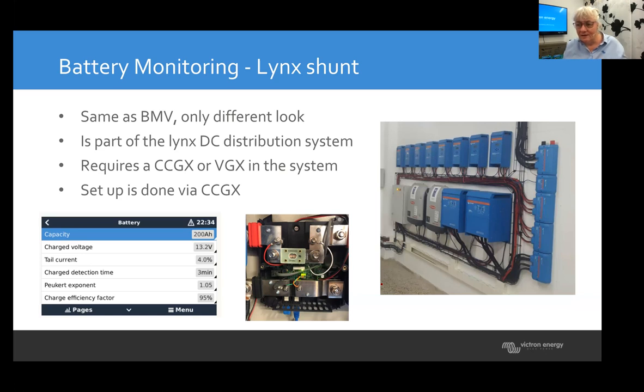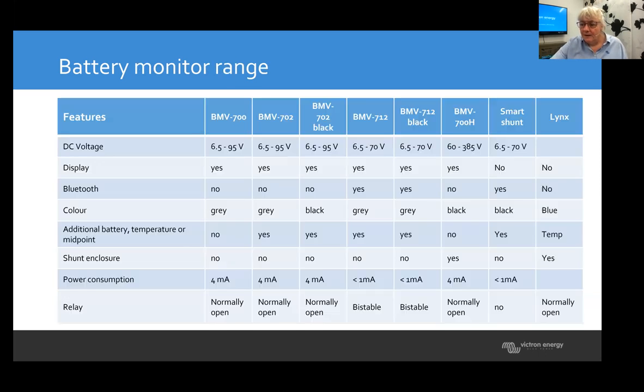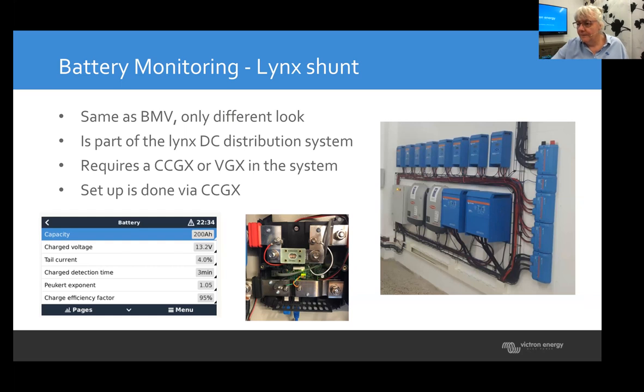There's no display, it has no Bluetooth, but the readout is a GX device. So with the Lynx Shunt, you always need to have a Color Control, a Venus, a Cerbo. You have to have a GX device in your system. And it's part of that whole DC distribution. So you've got AC in, DC in, DC out, and the shunt sits in between that. Yeah, so batteries on one side, the loads on the other, the shunt in between.